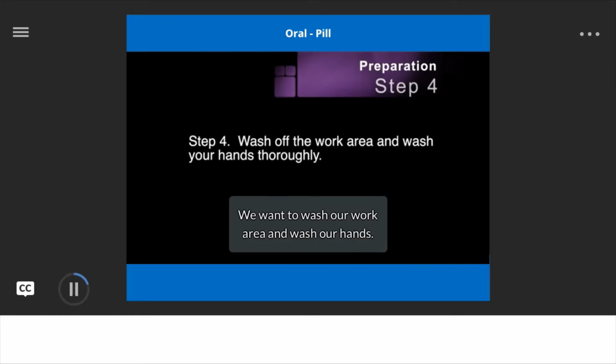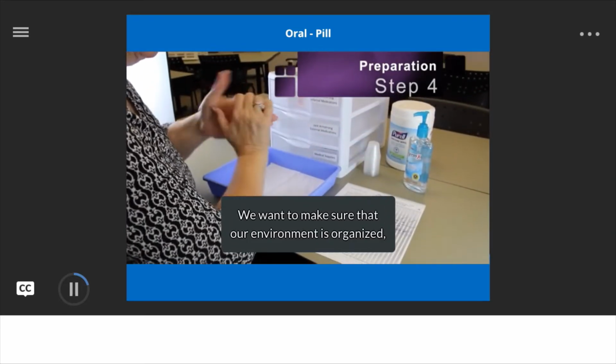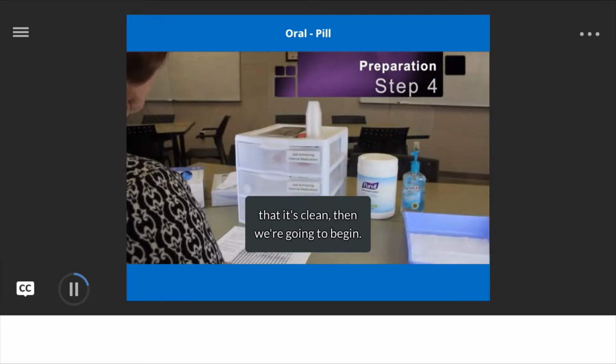We want to wash our work area and wash our hands. We want to make sure that our environment is organized and clean. Then we're going to begin.